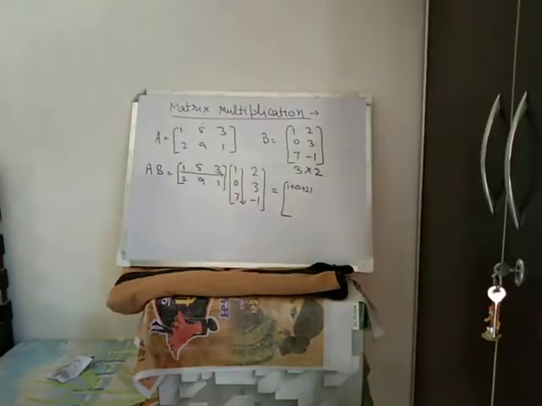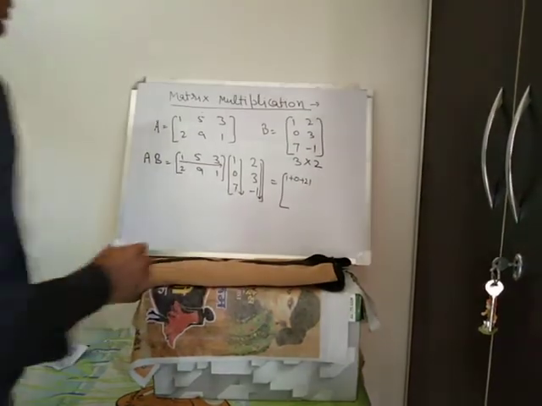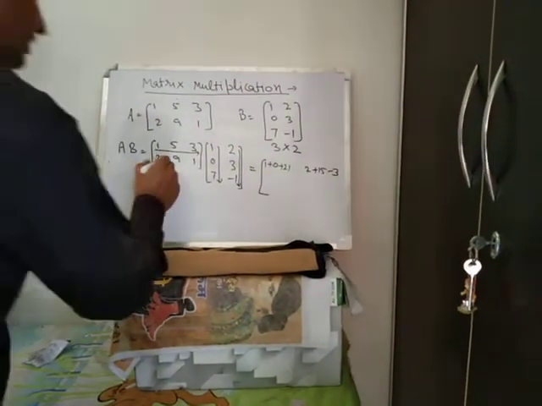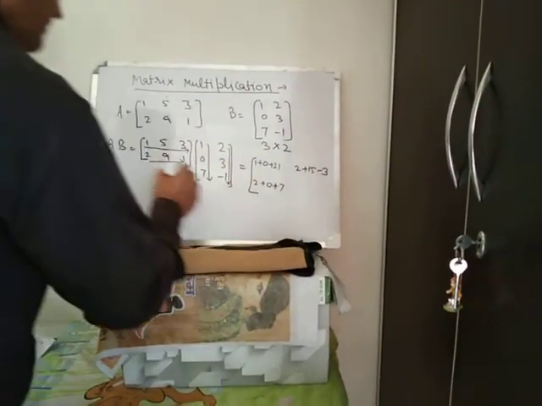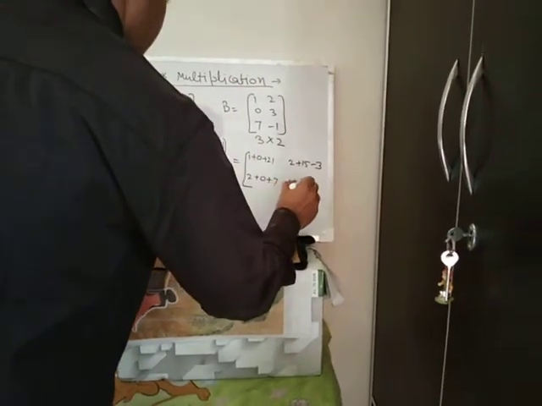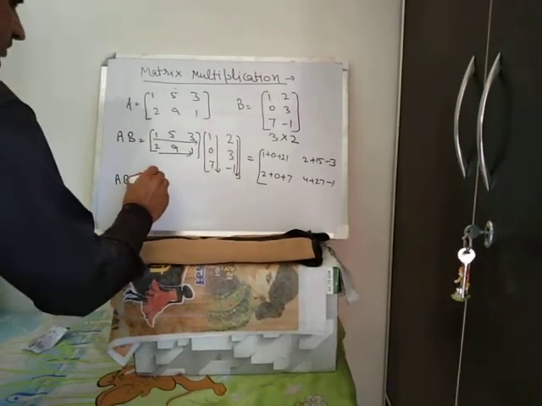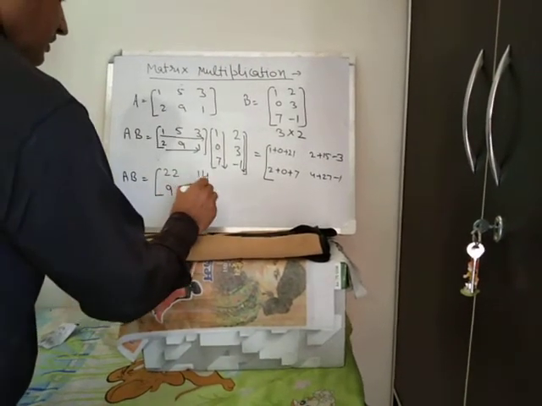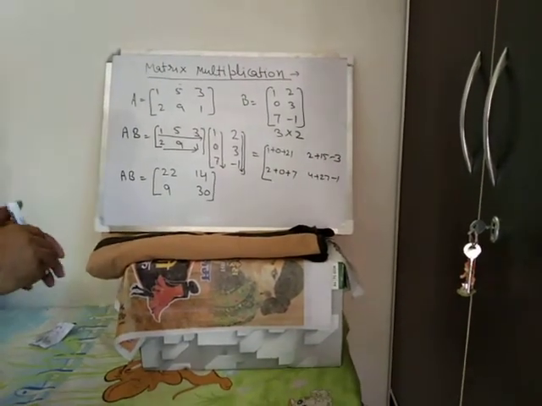This is the first step. Similarly for A12, first row with second column: 1 into 2, 5 into 3, 3 into minus 1. Now second row with first column: 2, 0, 7, and so on. AB is 22, 14, 9, 30. This is the value of the product AB.